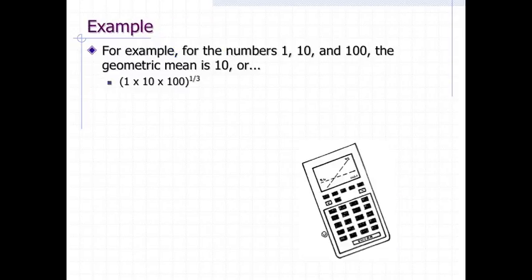For example, for the numbers 1, 10, and 100, the product of all the numbers is 1 times 10 times 100, which equals 1000. Since there are 3 numbers, we take the cube root of 1000, which turns out to be 10.